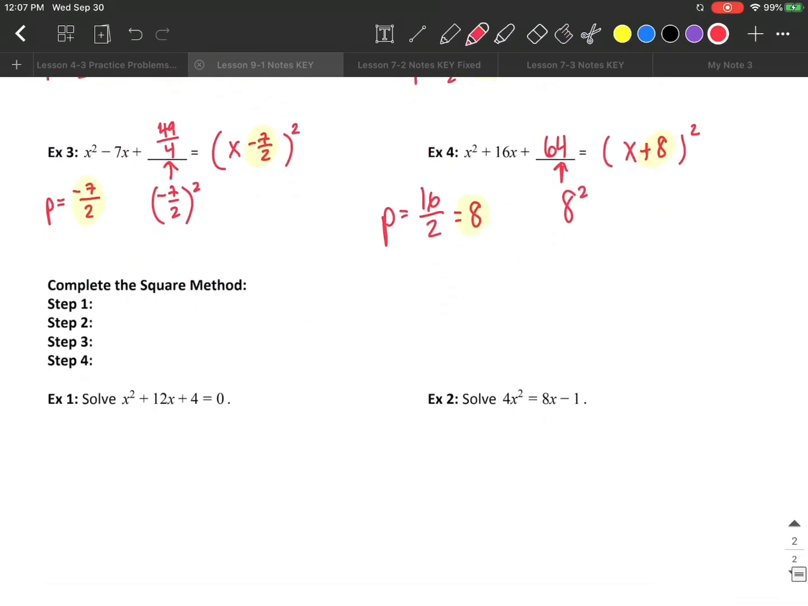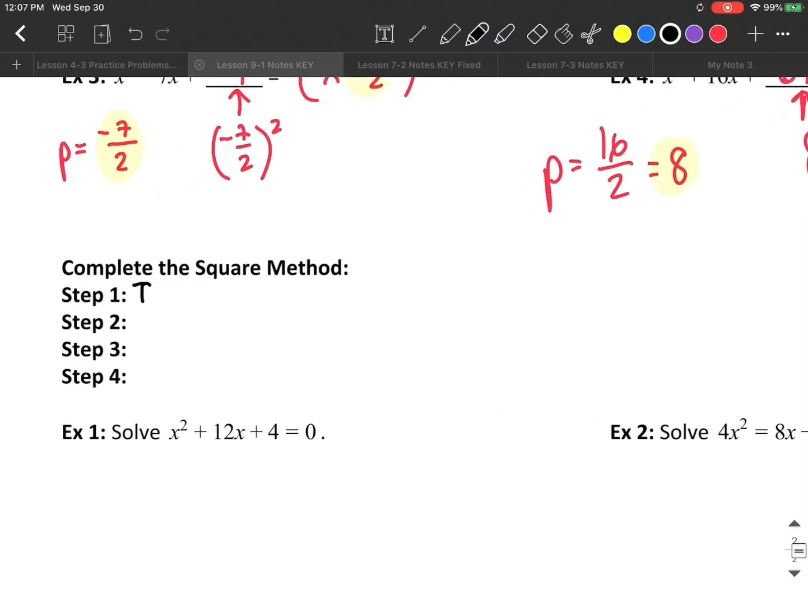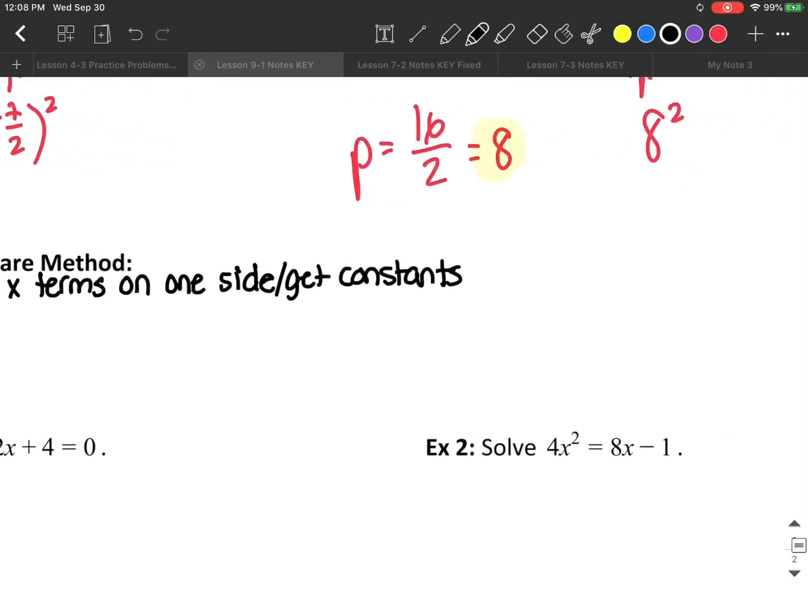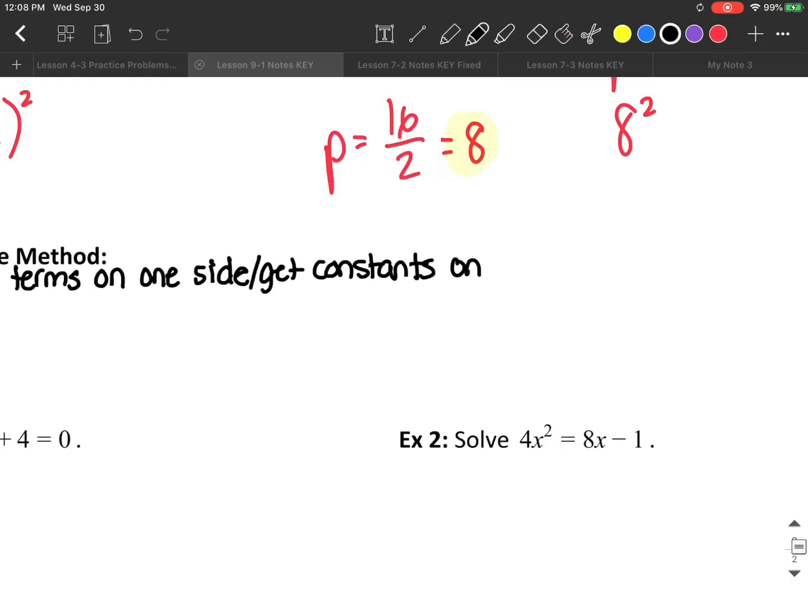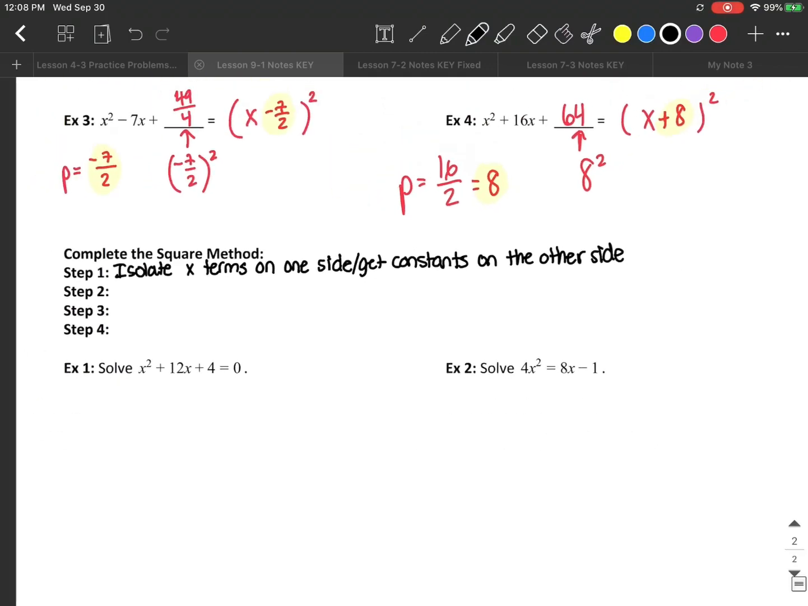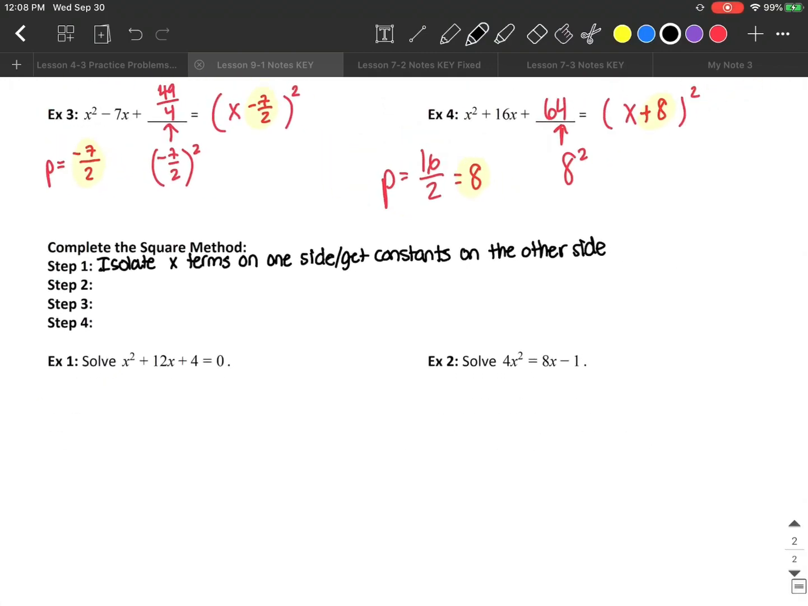All right, so what is the completing the square method, now that we went over that? The first step is to isolate. I want to isolate the x terms, so all of the x terms, not just the x squared. I want to get that on one side and get the constants, that's just regular numbers, in case you forget, on the other side. All right, so that's the first step.